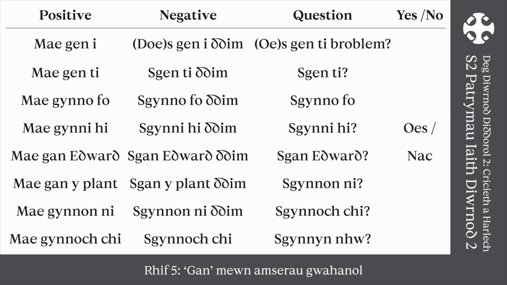Does gen i ddim problem. Sgen ti ddim. Sgynno fo ddim. Sgynni hi ddim. Sgan Edward ddim. Sgan y plant ddim. Sgynnon ni ddim. Sgynnoch chi ddim. Sgynnyn nhw ddim. Oes gen i broblem? Sgen ti? Sgynno fo? Sgynni hi? Sgan Edward? Sgan y plant? Sgynnon ni? Sgynnoch chi? Sgynnyn nhw? Oes. Nac oes.